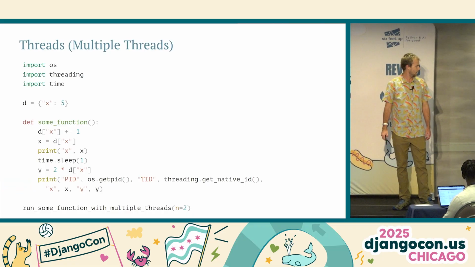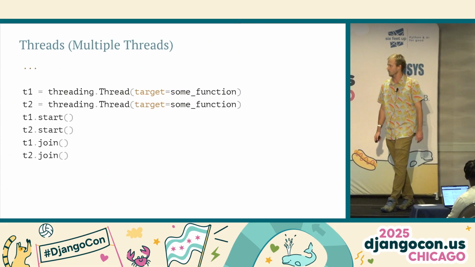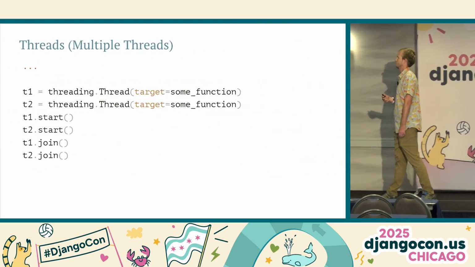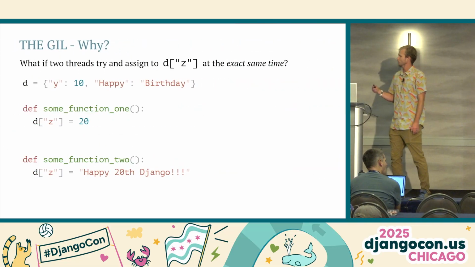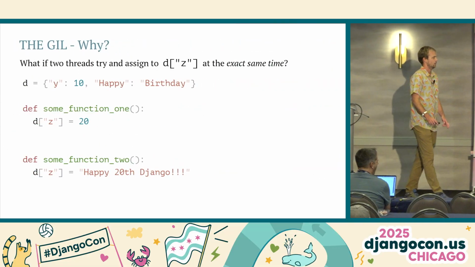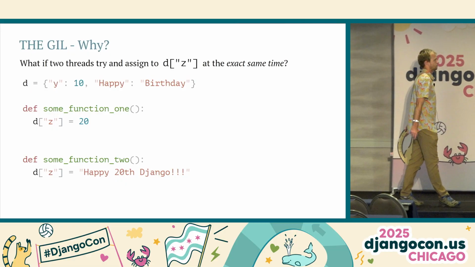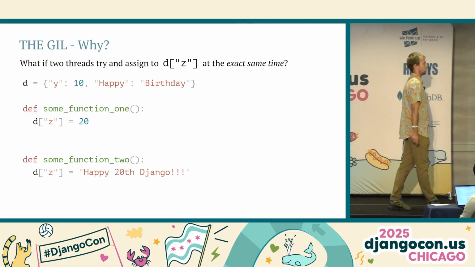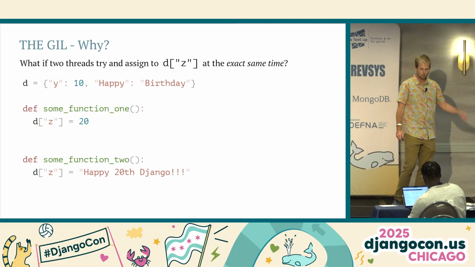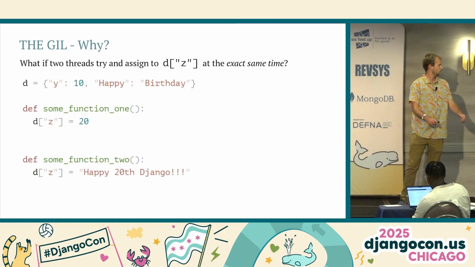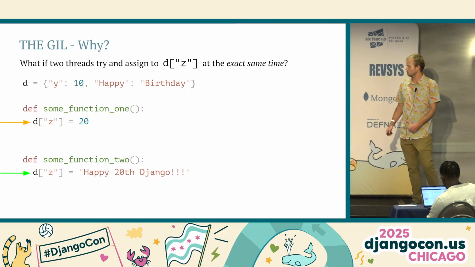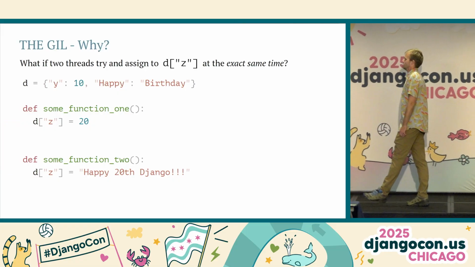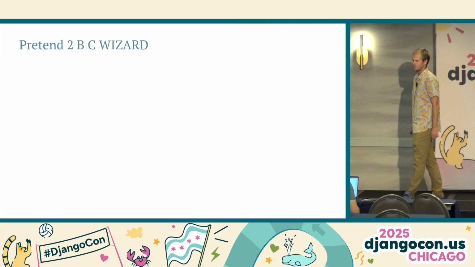All right. And I mentioned I'd touch on there's standard libraries and a function in Python that helps you create threads. I'm not going to go into that in detail. So why the GIL? Well, we've got this dictionary here. If 2 threads try to assign to this new key in the dictionary, Z, at the same time, suppose one's going to write the number 20, and one's going to write a string with 20 characters, happy 20th, Django. Well, let's pretend to be C wizards for a second.